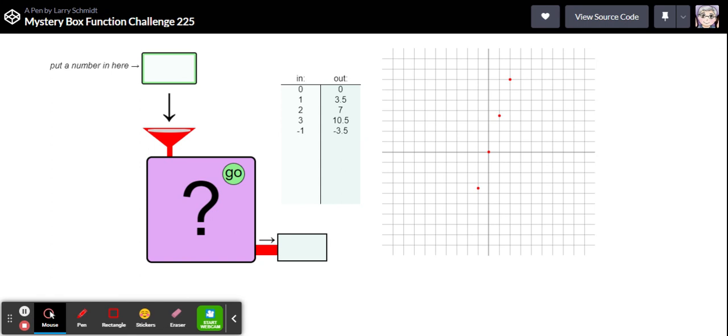Oh, no, so that one went down 3.5 spaces again, so that looks like it's continuing the linear pattern. Let's try -2. And let's do -3. It'll be off the graph, I think. Yeah, down at -10.5. So at least where this line intersects with our graph, we've definitely got a linear function here. So I think we can be pretty confident in that.